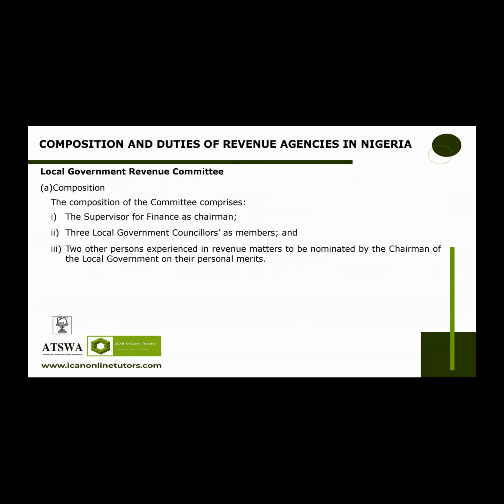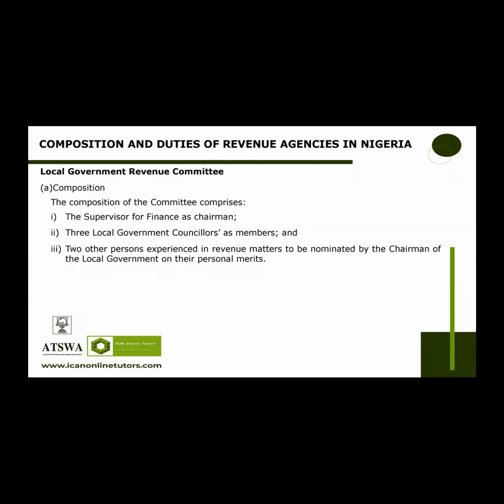So that's that for the State Board of Internal Revenue Service. Now let's look at the Local Government Revenue Committee. The Local Government Revenue Committee is comprised of the Supervisor for Finance as chairman, the three local government councillors as members, and two other persons experienced in revenue matters to be nominated by the chairman of the local government on their personal merits.